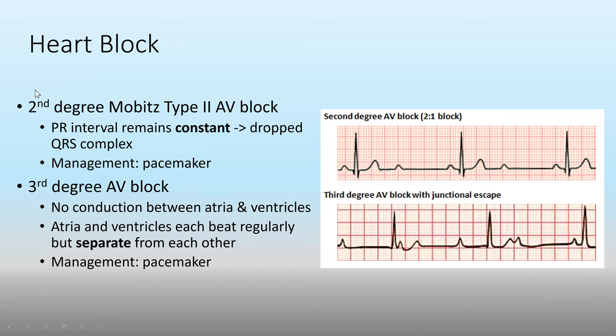So these two are considered to be below the level of the AV node, versus the previous two, which are typically considered to be above or at the level of the AV node. So these two are much more likely to progress. So you typically need a pacemaker as management.